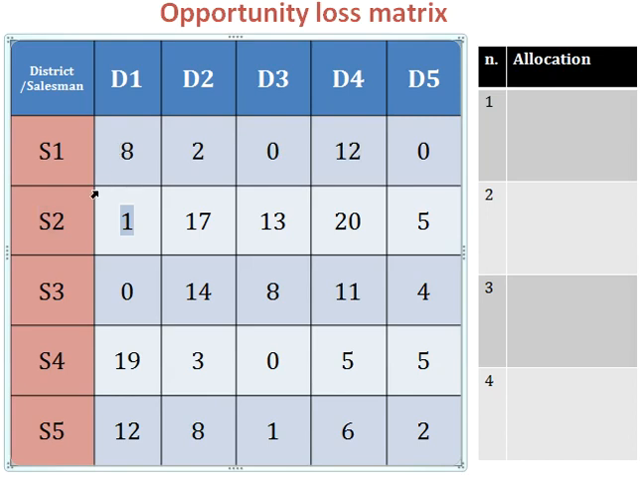Now for the next row, similarly, the minimum value available in this second row is 1. So we'll reduce this 1 from each element of the second row. So this will be 0, 16, 12, 19, 4. Similarly for the third row, the minimum value available is 0. So when we subtract this 0, the row will remain unchanged.